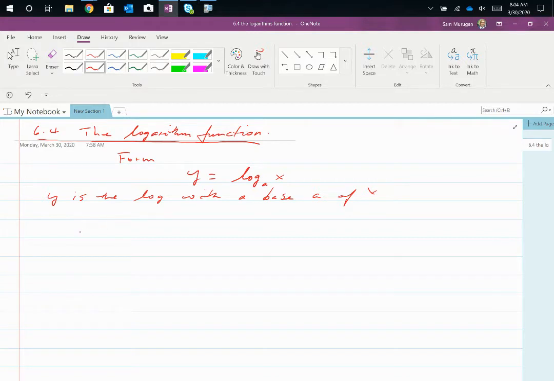There's a couple of definitions here. One is that a has to be greater than 0. A cannot equal 1. And the domain is all x such that x is greater than 0.